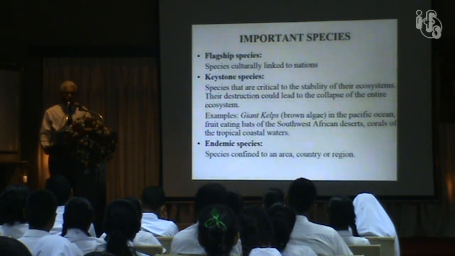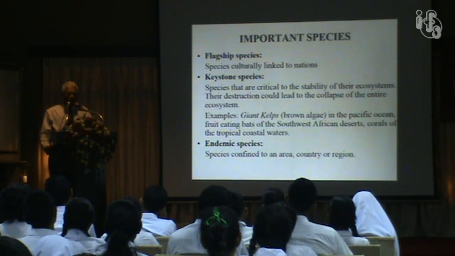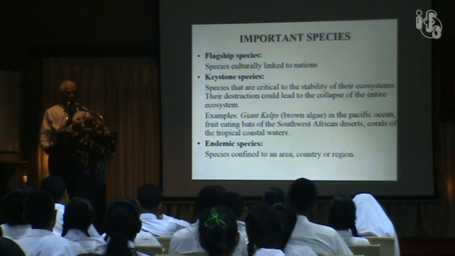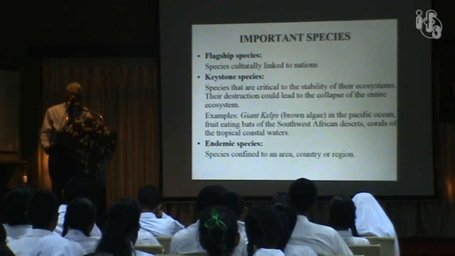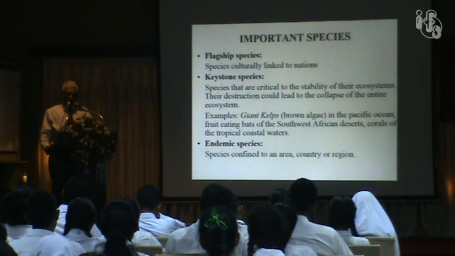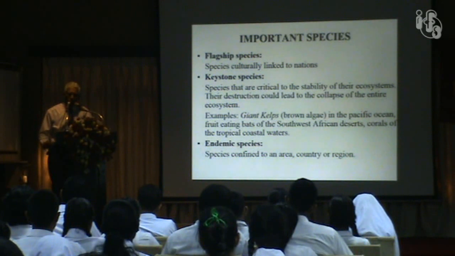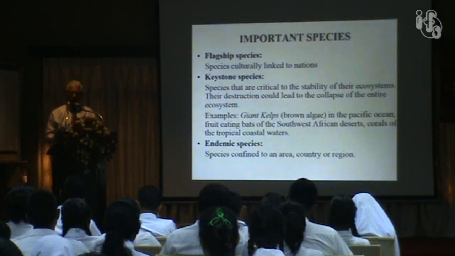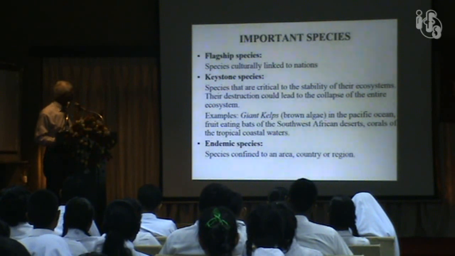But flagship species is not what is in the flag, but what is culturally affiliated to a nation. So our flagship species is the elephant. The flagship species of Bangladesh is the Bengal tiger. The flagship species of the USA is a hawk, which they have in their insignia. So flagship species is not what is in the flag, but what is culturally affiliated to a nation. Okay? That is of course culture, but this is more important.